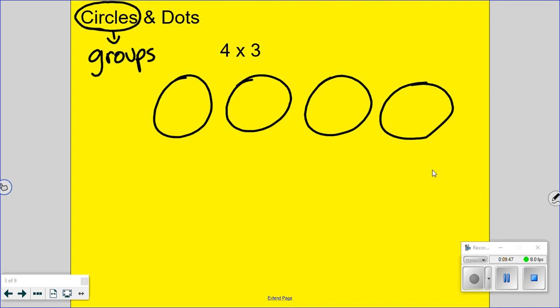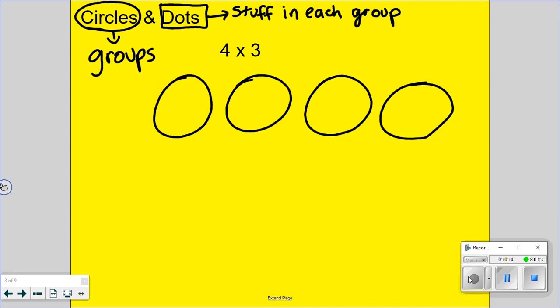That word dot can really be a lot of things, but it means the stuff in each group. Put a box around the word dots. That is the stuff in each group. All right, so we've got our 4 groups.